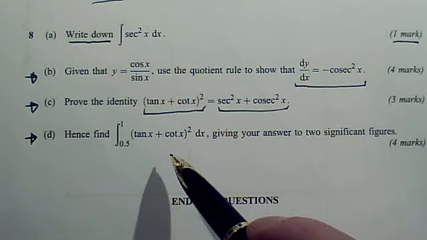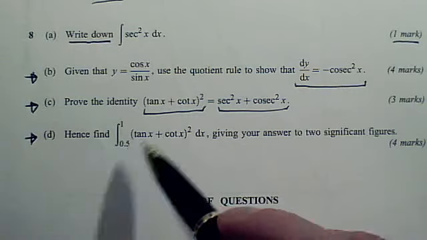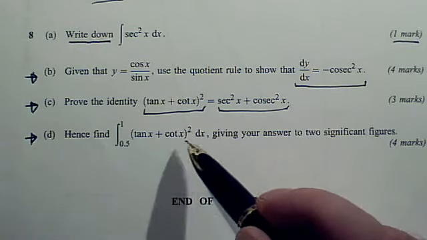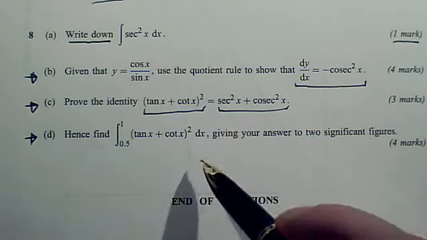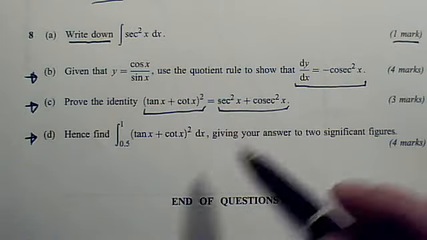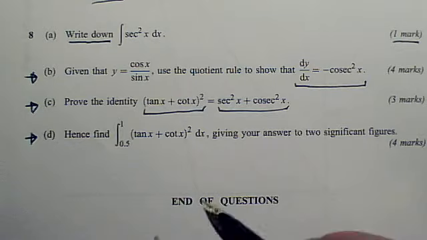We've got to integrate this. But the hint from C is we don't look at it in that form, we turn it into this. So you set up an integral of these terms here. You're going to have to integrate sec squared x, you're going to have to integrate cosec squared x.